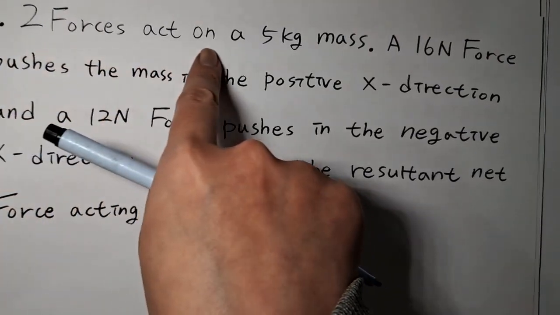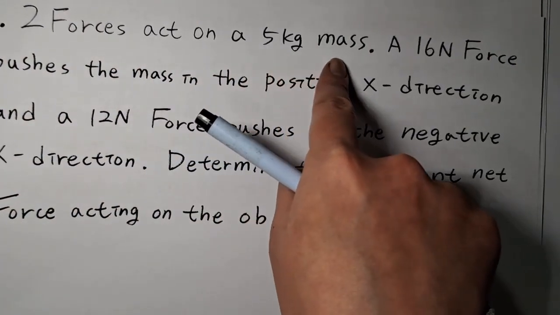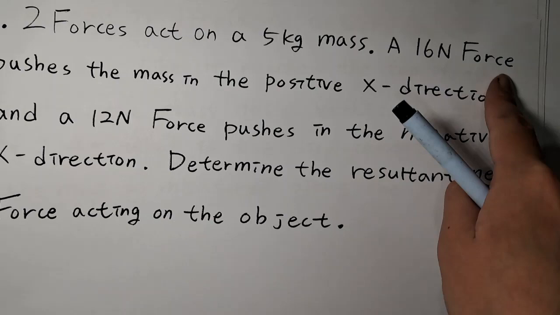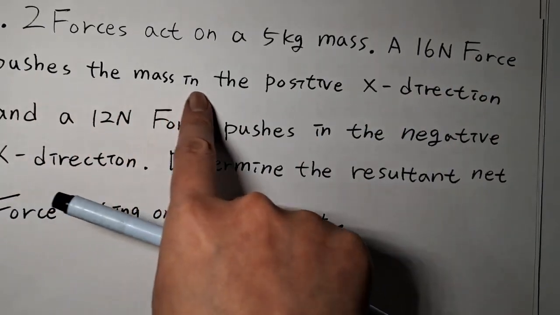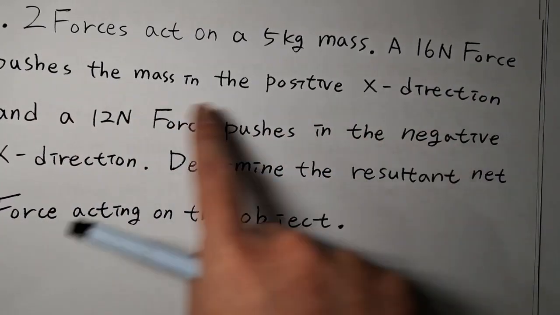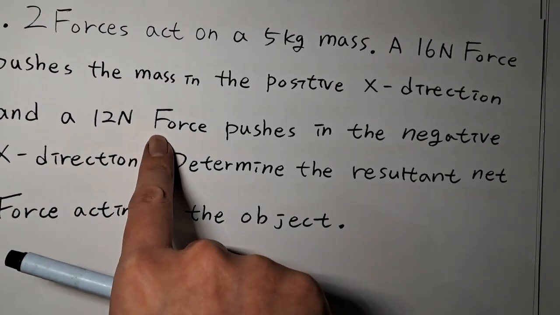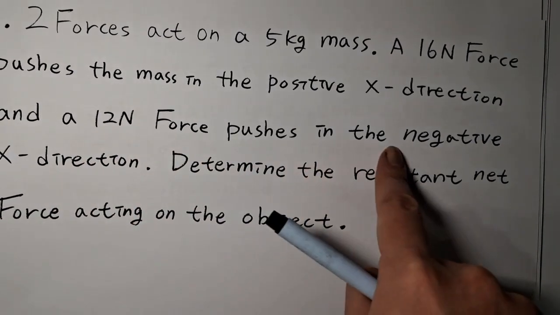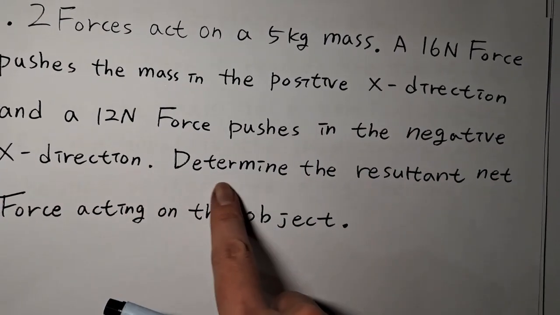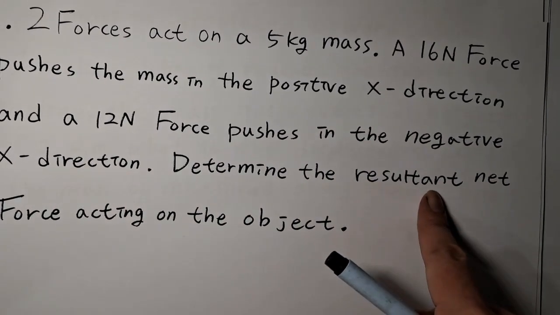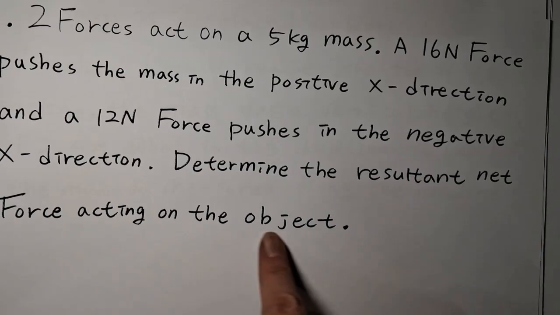Two forces act on a 5 kilogram mass. A 16 Newton force pushes the mass in the positive x direction, and a 12 Newton force pushes in the negative x direction. Determine the resultant net force acting on the object.